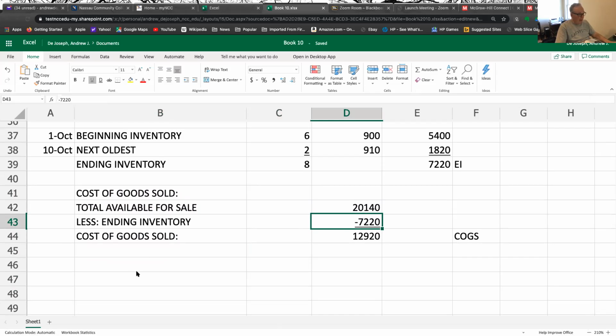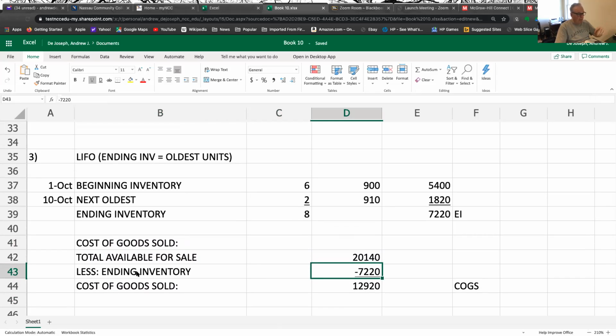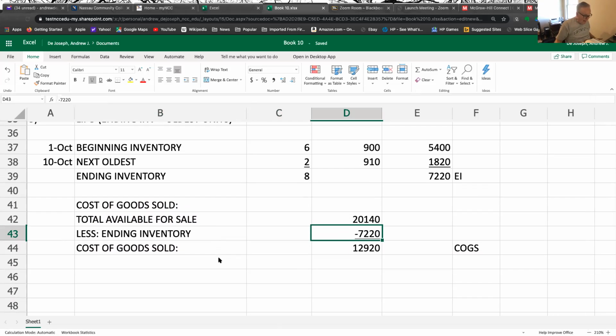So do you have to calculate cost of goods sold by counting how many units you sold from each layer? No, you don't have to do that. All you have to do is subtract the ending inventory from the total available for sale, right? They're not asking you to do anything more than that. Okay.